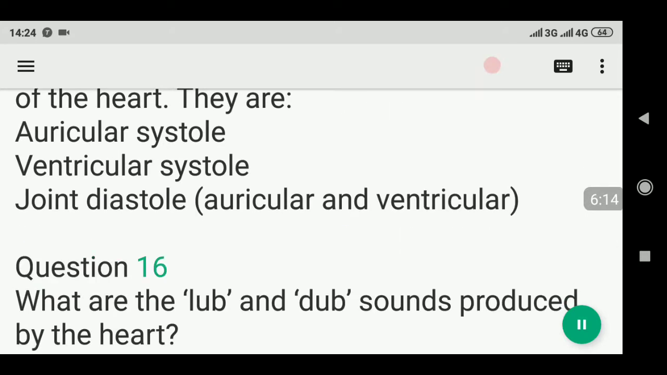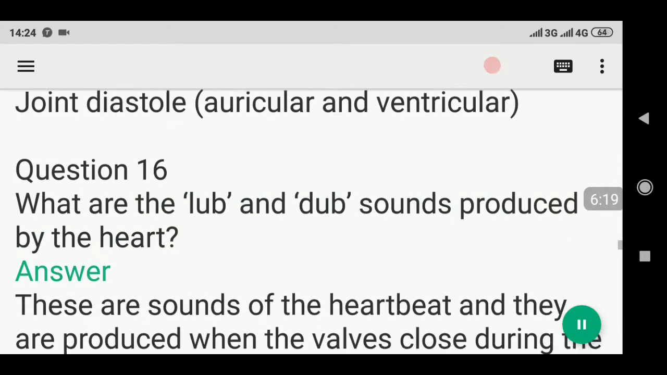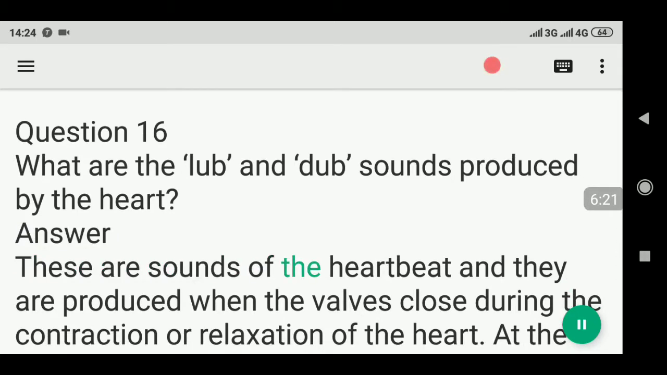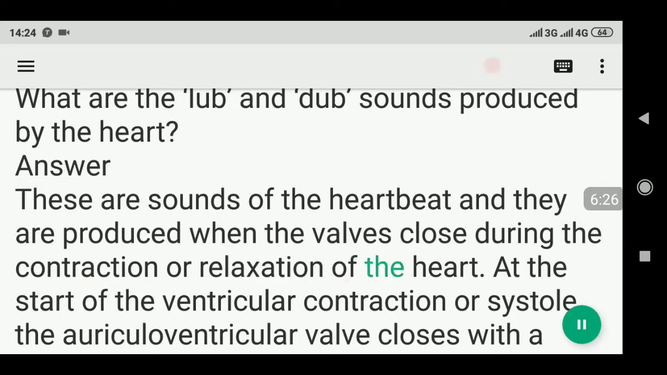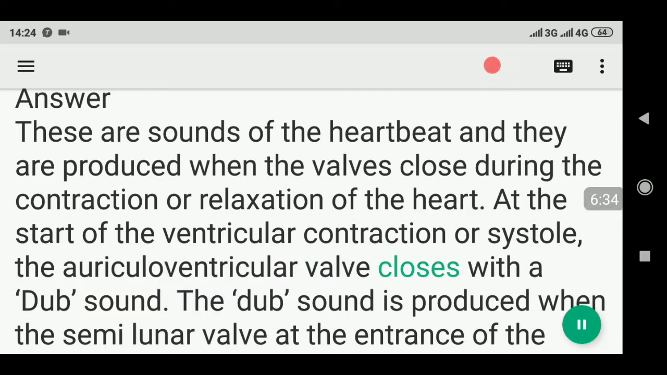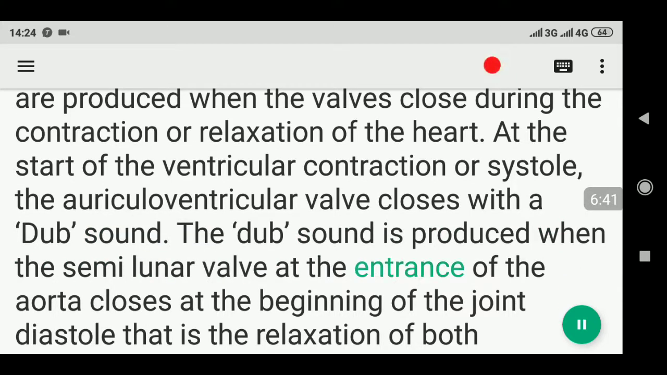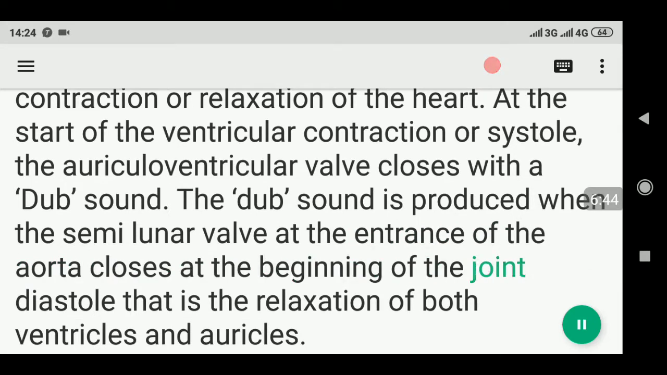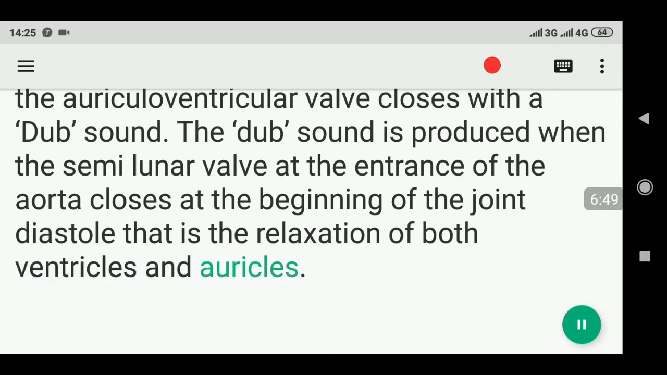Question 16. What are the lub and dup sounds produced by the heart? Answer. These are sounds of the heartbeat and they are produced when the valves close during the contraction or relaxation of the heart. At the start of the ventricular contraction or systole, the auriculoventricular valve closes with a lub sound. The dup sound is produced when the semilunar valve at the entrance of the aorta closes at the beginning of the joint diastole, that is the relaxation of both ventricles and auricles.